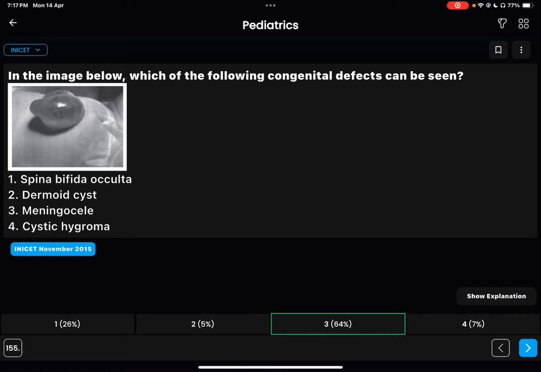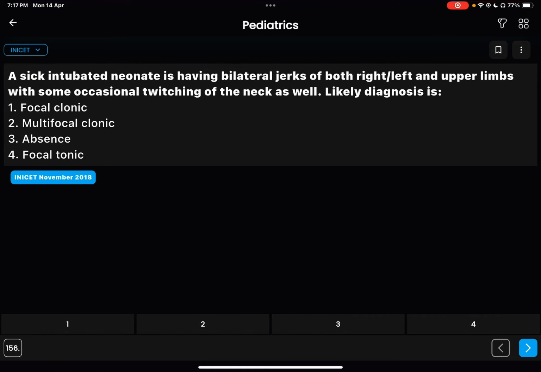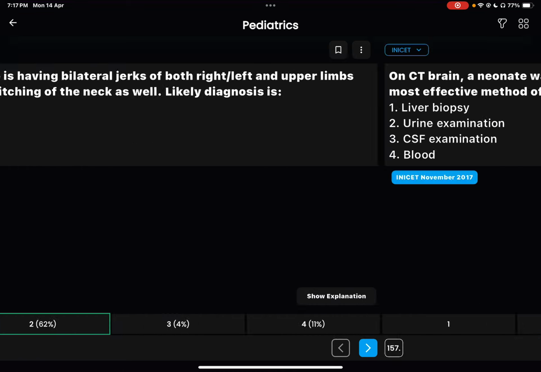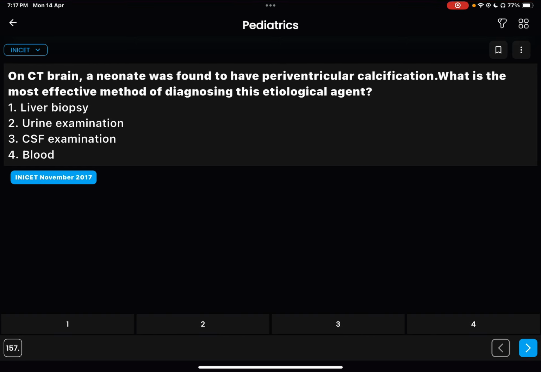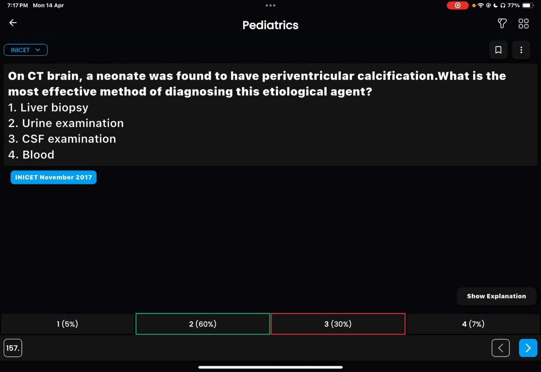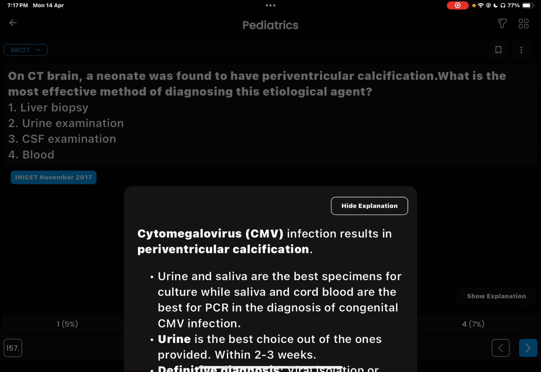This looks like a meningocele. Guess it is multifocal clonic. Okay. Answer is urine examination.